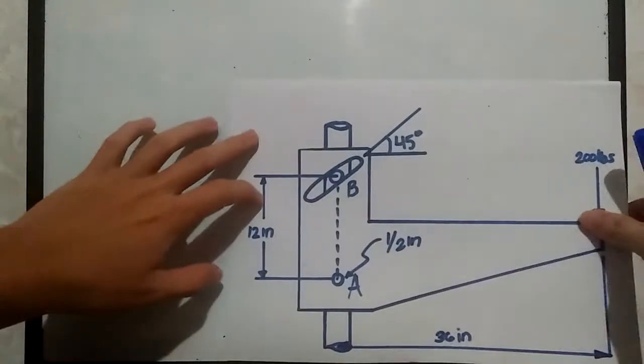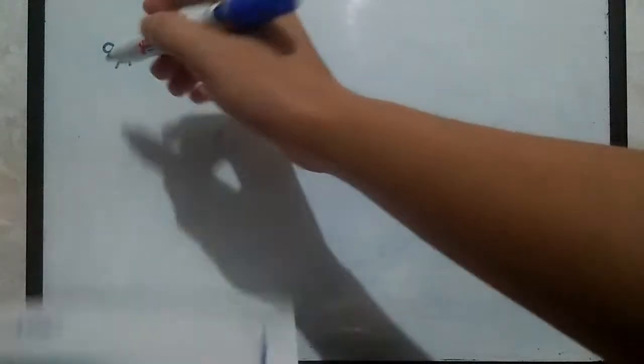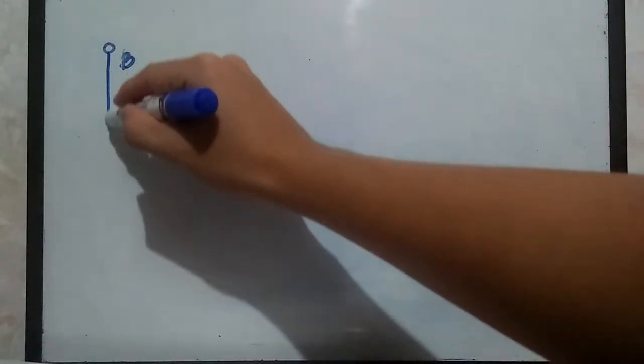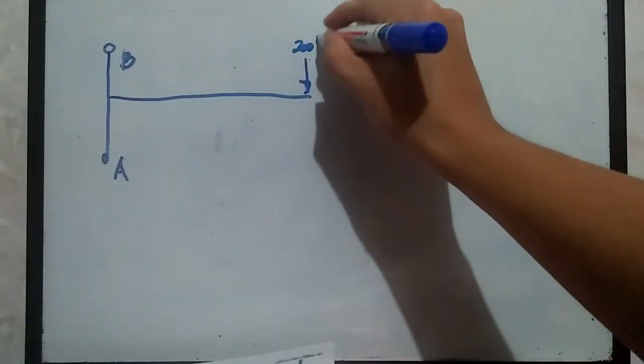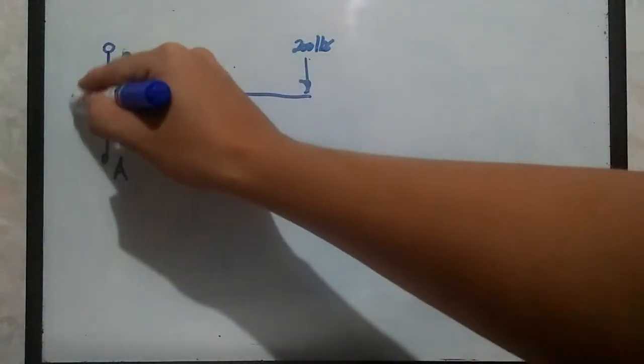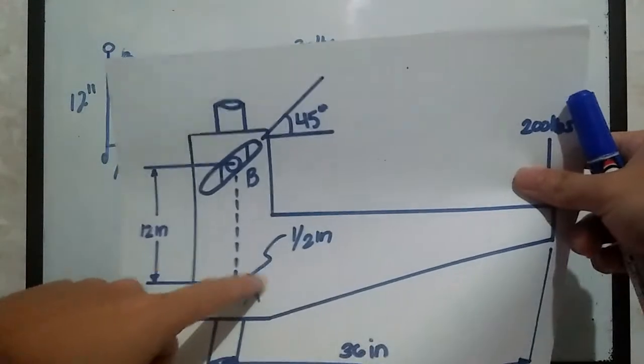Based on the free body diagram that we have, in order for us to solve this problem, let's try to simplify. This one is, for example, pin A, and then measuring 12 inches downward is point B, sorry, it should be pin B or point B. Measuring 12 inches downward, that is pin A. And somewhere 36 inches all the way to the right, that is 200 pounds. So this portion is 200 pounds. This one is 12 inch, and this one is 36 inches. And don't forget that the diameter of the pin is equivalent to 1/2 inch.